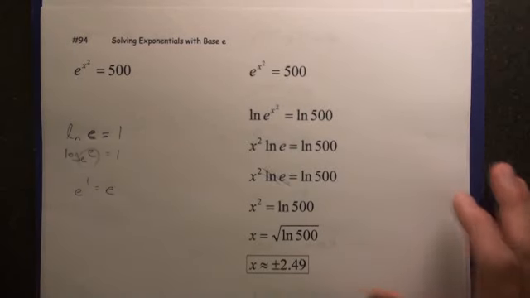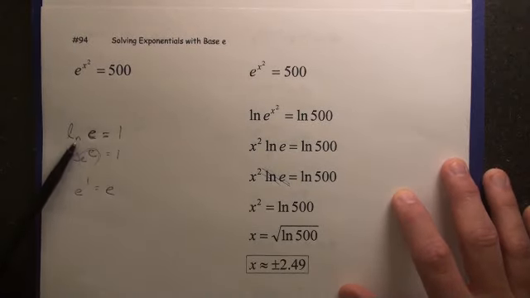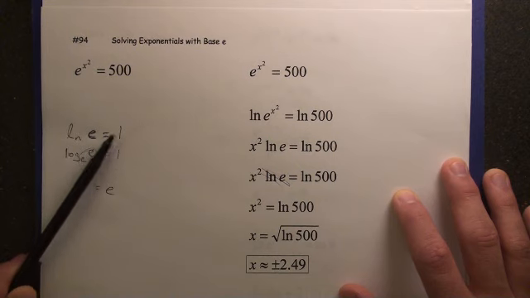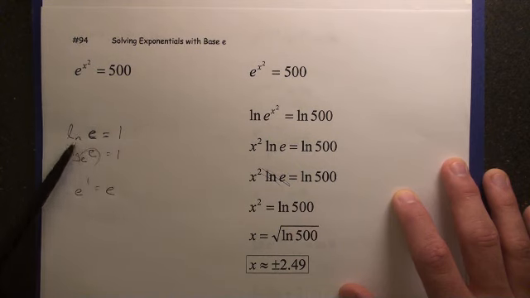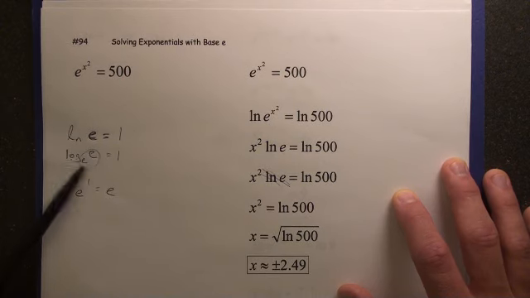Video number 94, solving exponentials with base e. Quick review, ln of e equals 1. We need to remember that. One of the reasons we know that is because ln equals log base e. So log base e of e equals 1, whenever these two numbers are the same, the exponent has to be 1.